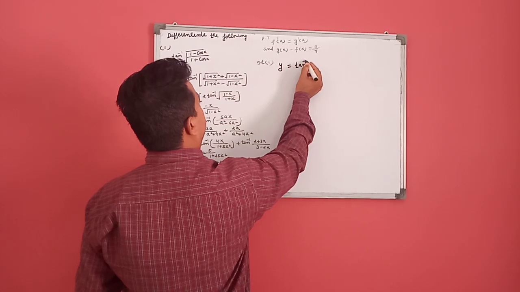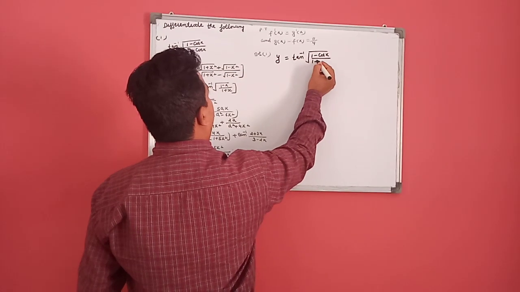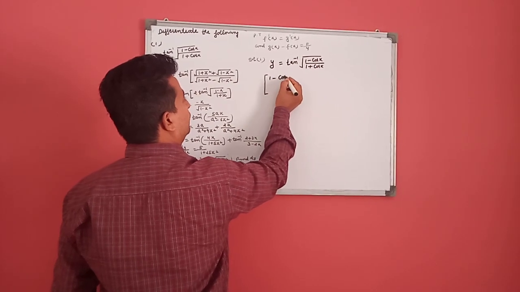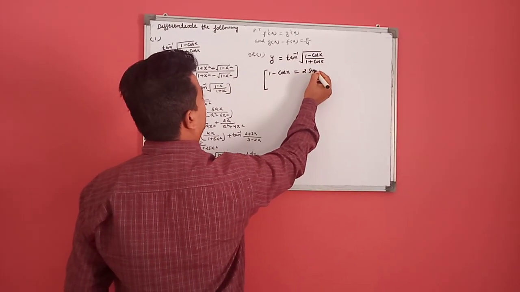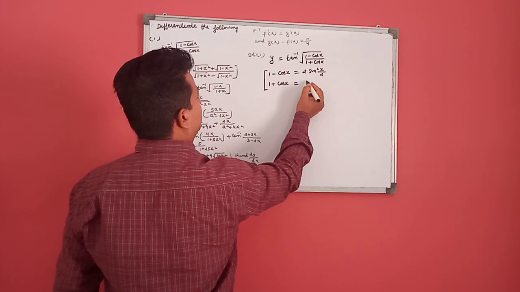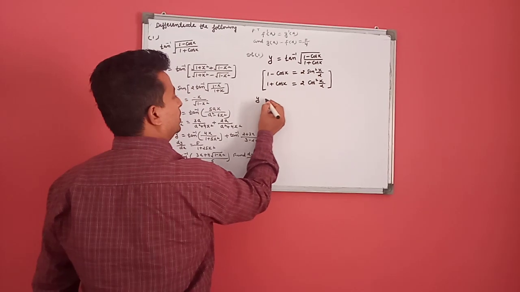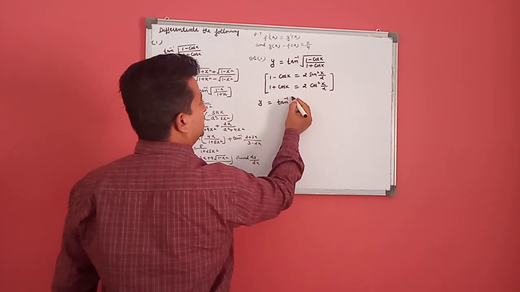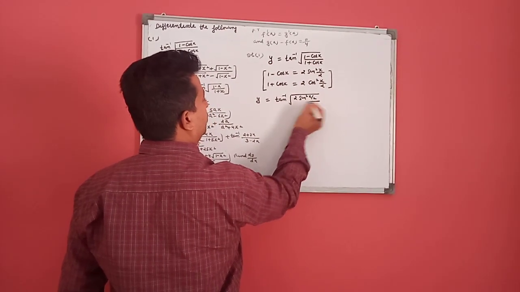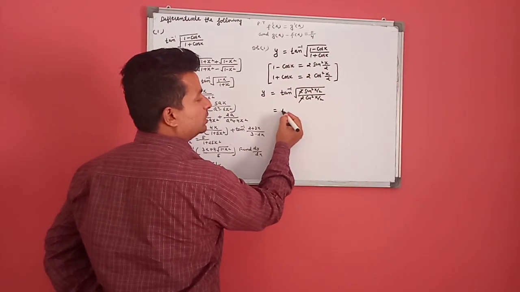is equal to tan inverse square root of (1 minus cos x) upon (1 plus cos x). In this question, as we know, 1 minus cos x is equal to 2 sin square x upon 2, and 1 plus cos x is 2 cos square x upon 2. First, we use these two identities, that is 2 sin square x by 2 divided by 2 cos square x by 2. These two cancel out.